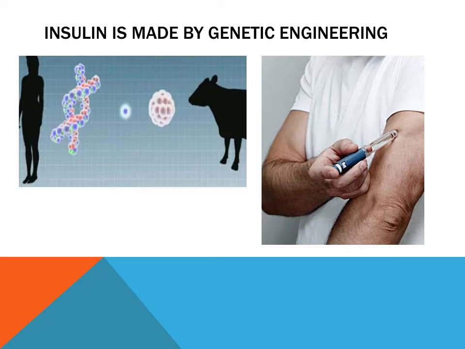So what we did is we took the DNA from humans that produce insulin, and we inserted it into the cow's DNA. And so now the cows with the human DNA inside them produce this insulin, and all they have to do is take it out of the cow's milk and then put it into a syringe. So now we're basically using the cows to create medicine for us.